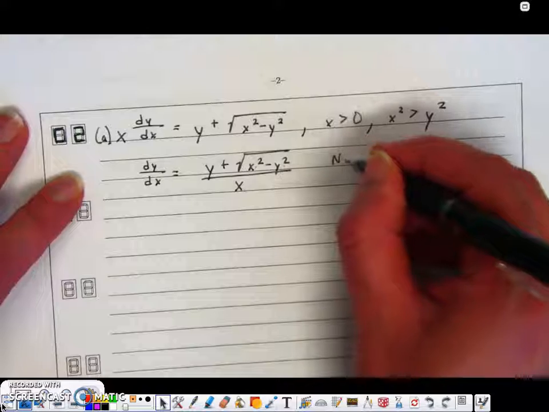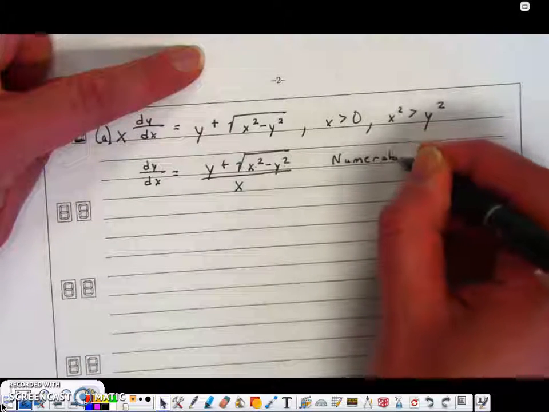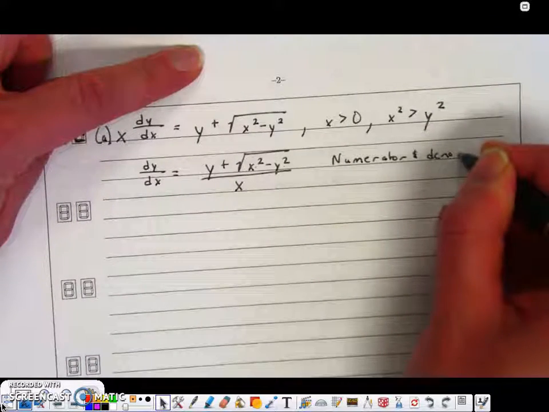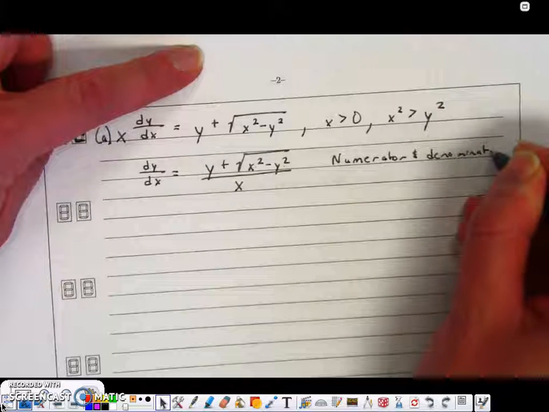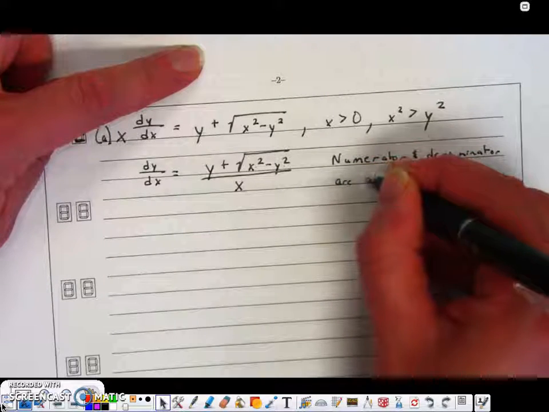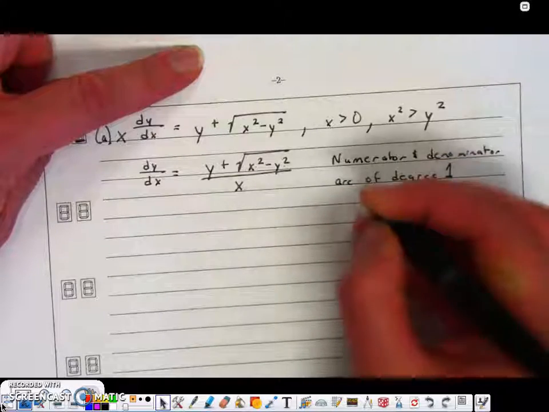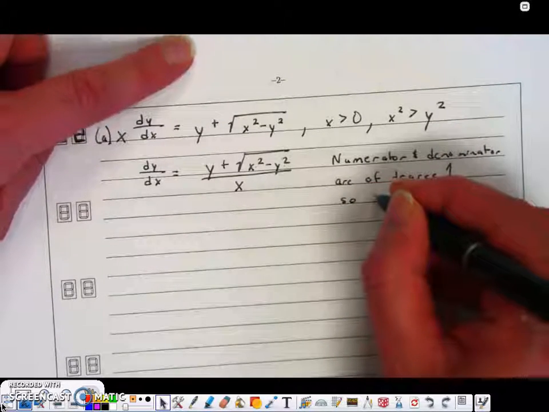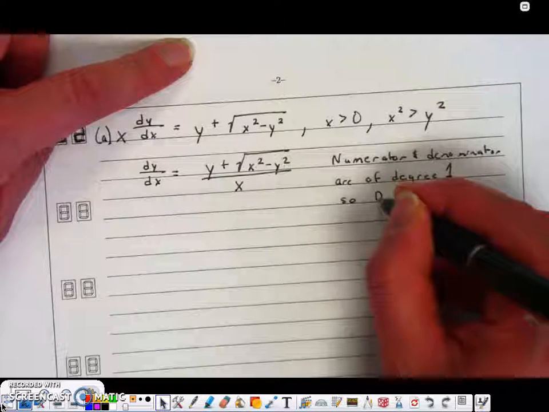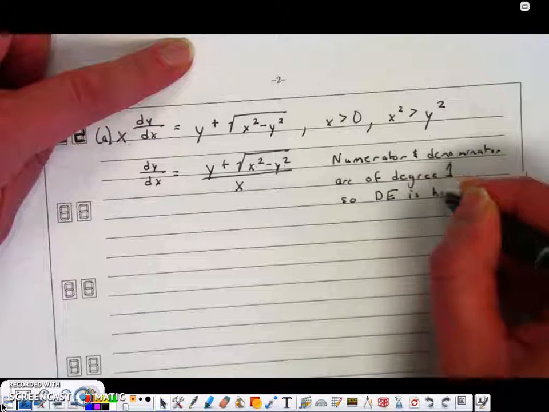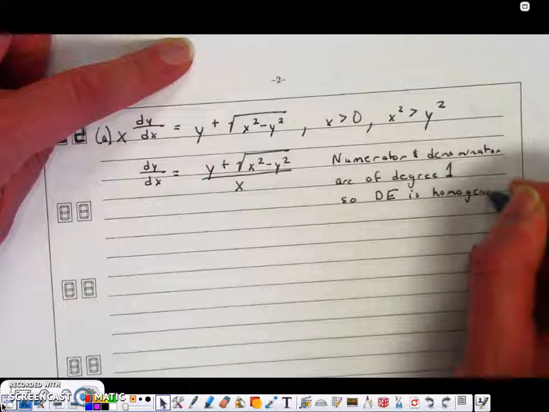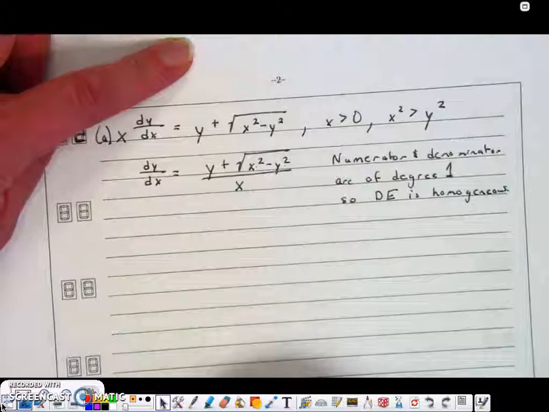So the numerator and the denominator are of degree 1. Equal degree is what you're looking for. So the differential equation is homogeneous. Okay, so that's all they want in A.